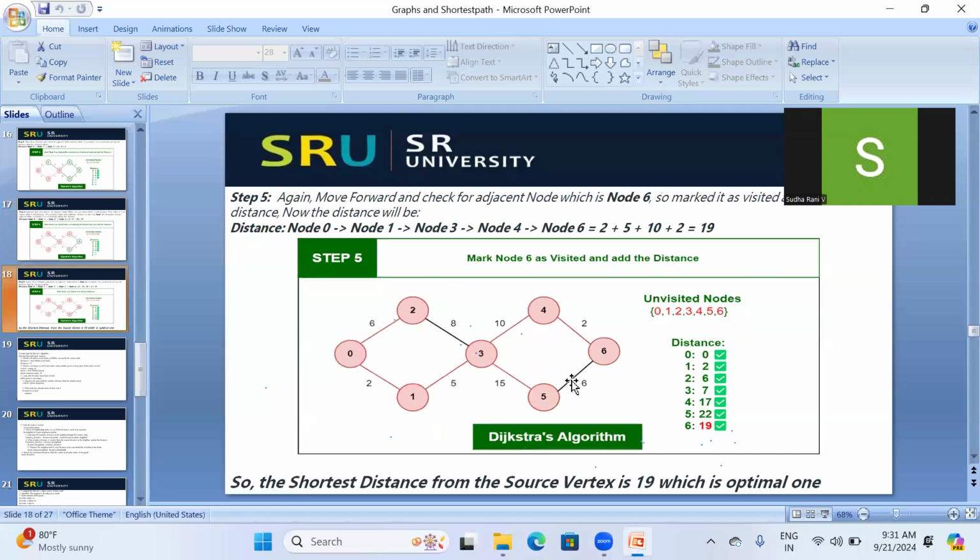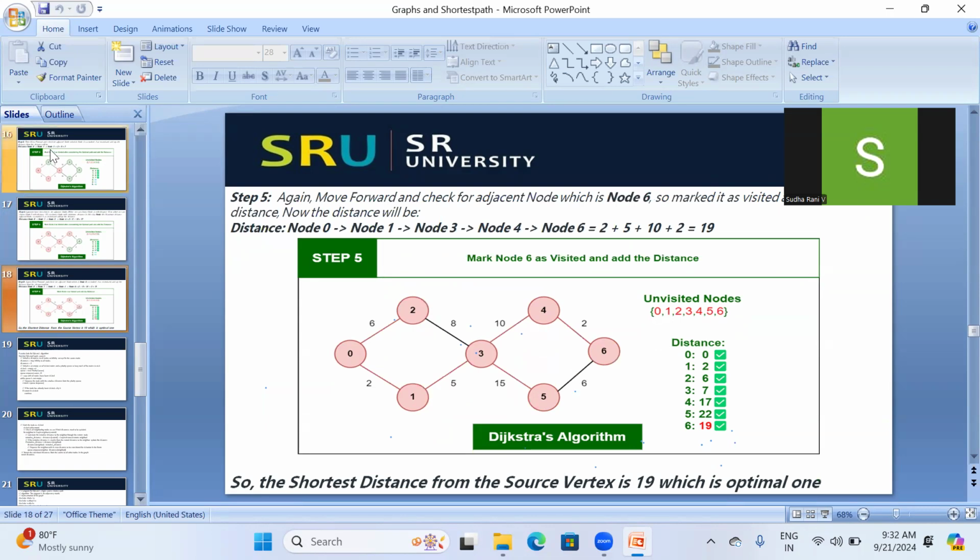See, now we have to traverse to node number 5 from the 0. Now let us check what are the possibilities we are having to traverse from 0 to 5.